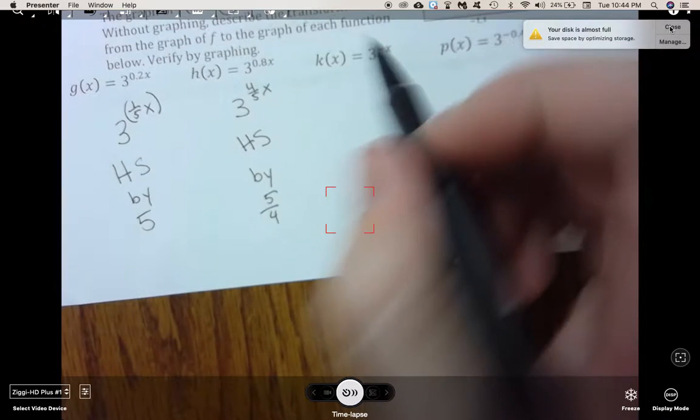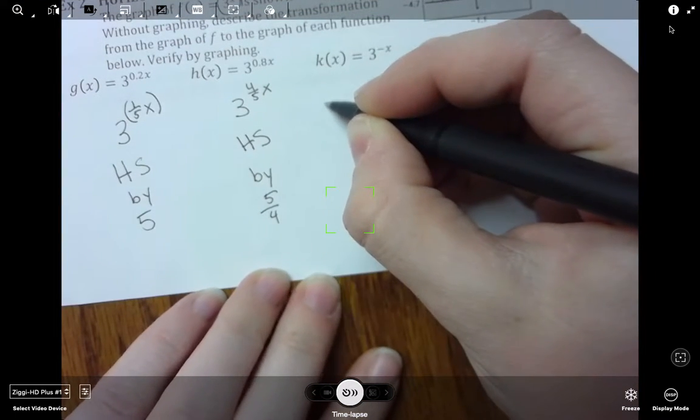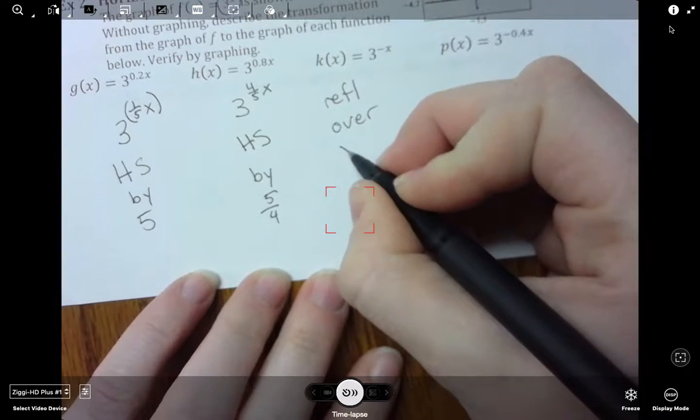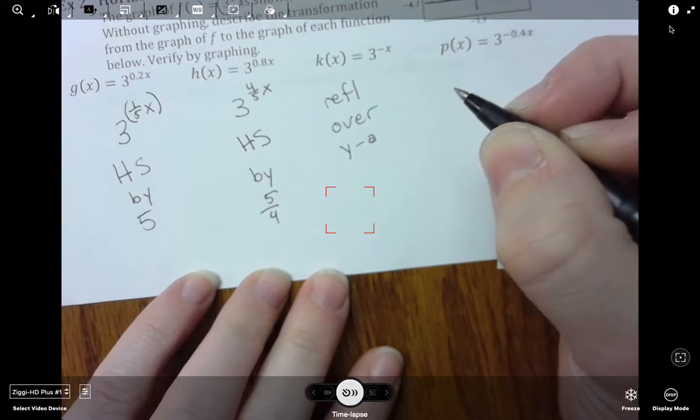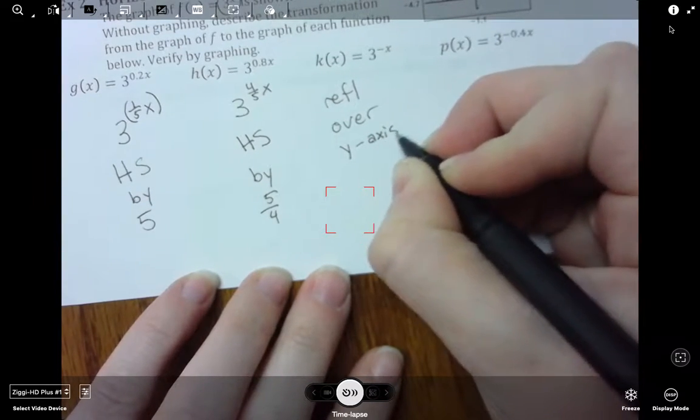Negative x in the exponent, we went over that rule. That is reflection over the y-axis. Yeah, reflection over the y-axis.